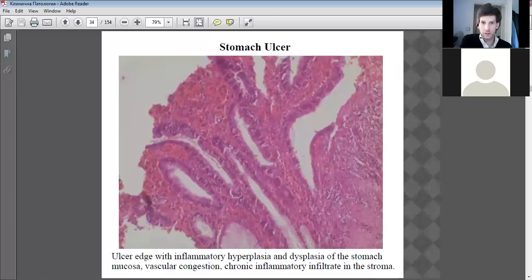Very nice one here. The inflammation is quite evident here. And he calls it hyperplasia and dysplasia of the stomach mucosa. The dysplasia means the disrupted function. The function is being destroyed, if you like, displaced. The roughness of the mucosal lining is very, very evident.